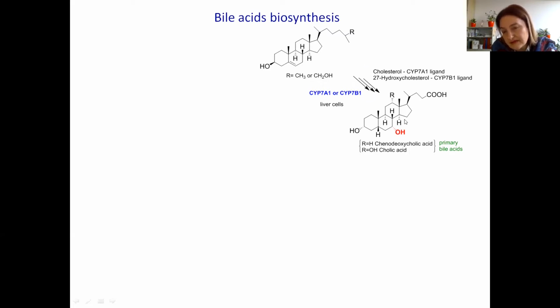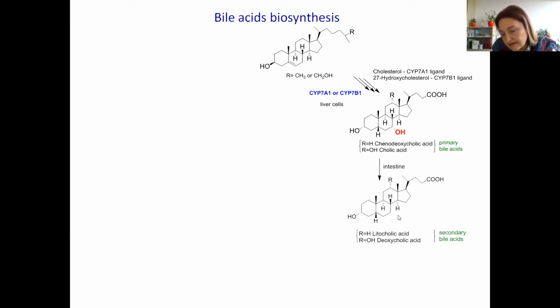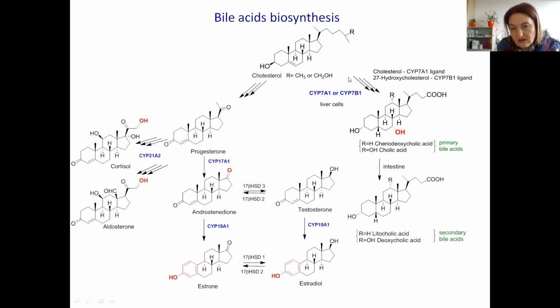At the end of both these synthetic pathways, primary bile acids are synthesized, namely chenodeoxycholic and cholic acid. In the intestine, these primary bile acids are then converted into secondary bile acids, namely lithocholic and deoxycholic acids, via 7-alpha dehydroxylation. Besides these pathways, cholesterol is the starting compound for synthesis of all other steroids in the organism, namely corticosteroids and sex hormones.